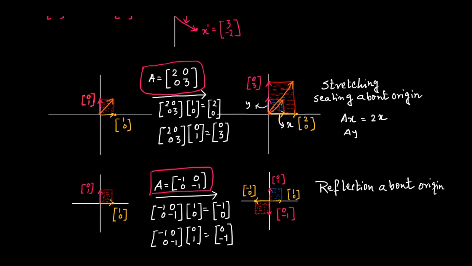Ay is equal to 3y. But if I name this vector as z, then I have to say az will be equal to a completely different vector, that is z prime. The span is getting changed. Let us see what happens for the second one, that is reflection about origin.